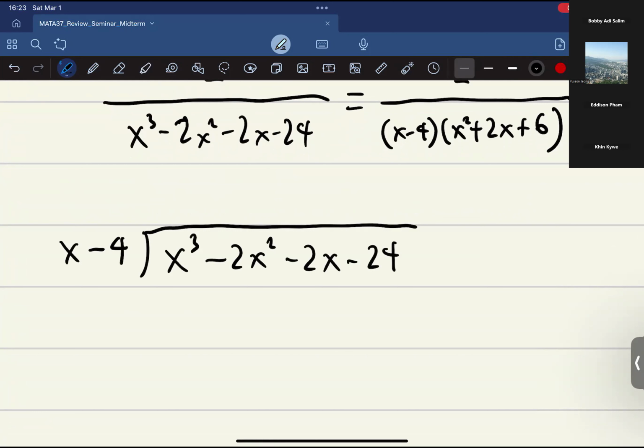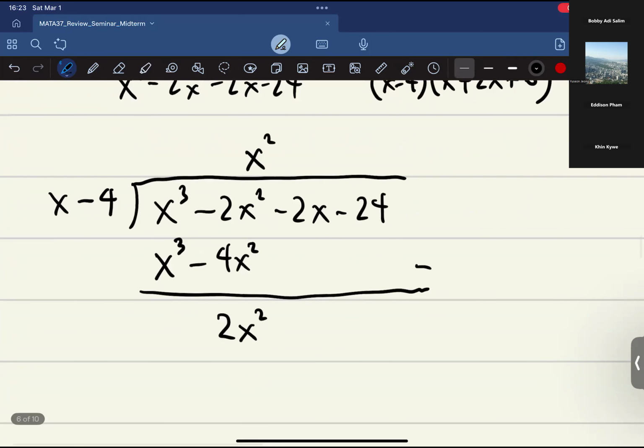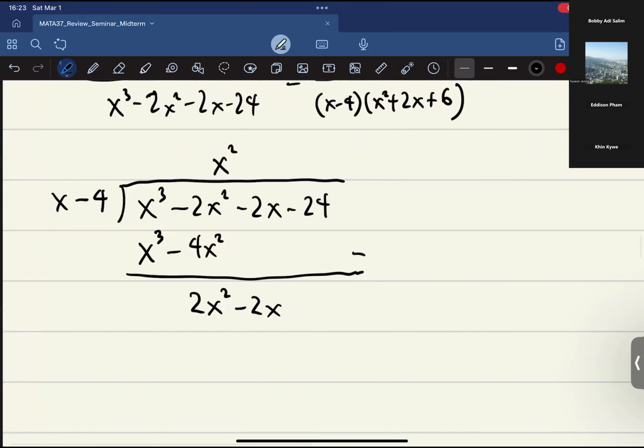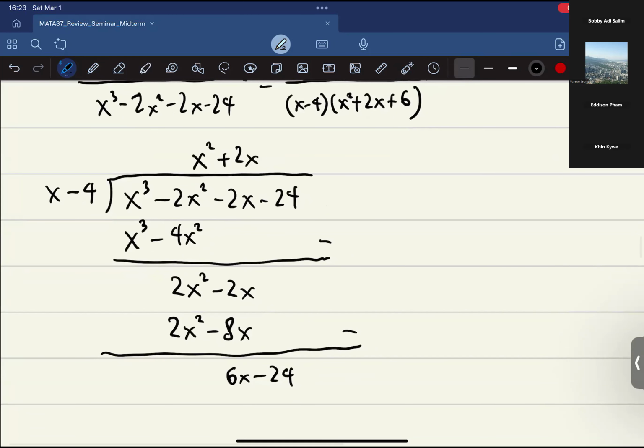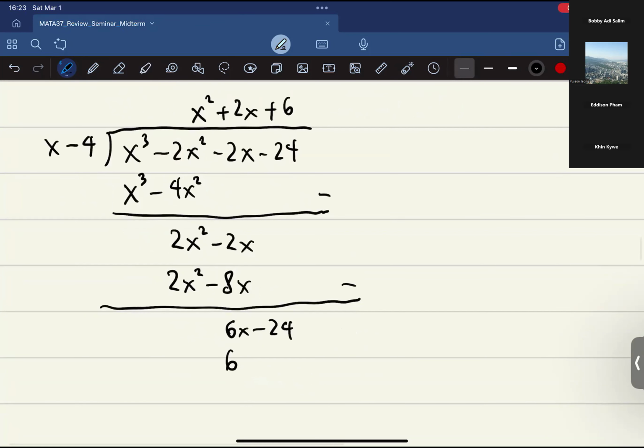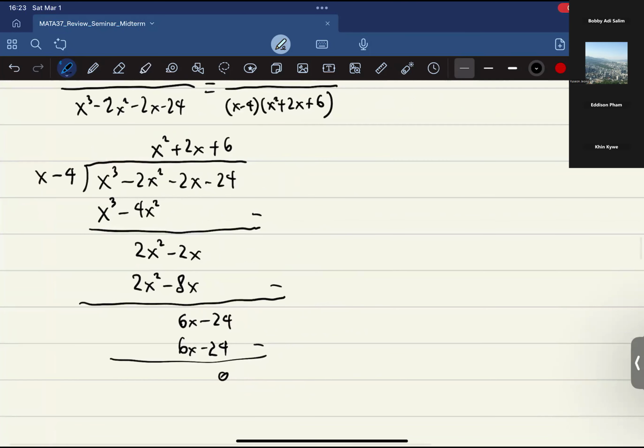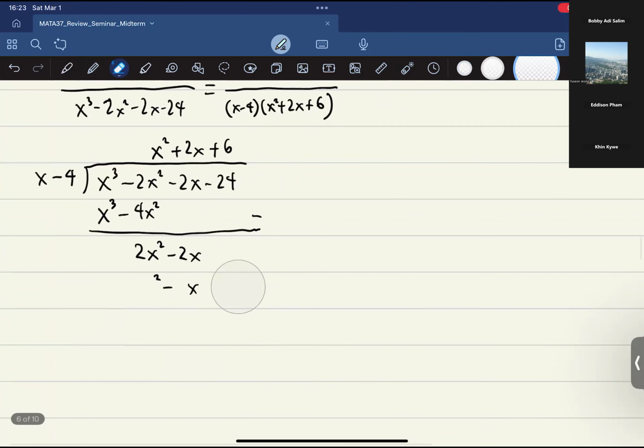Yep, so here we have x squared. You'll get x cubed minus 4x squared. You have 2x squared here, minus 2x. You have plus 2x. And you have 6x minus 24. You have plus 6 here, and you have 0, and you're done. So that's the first step.